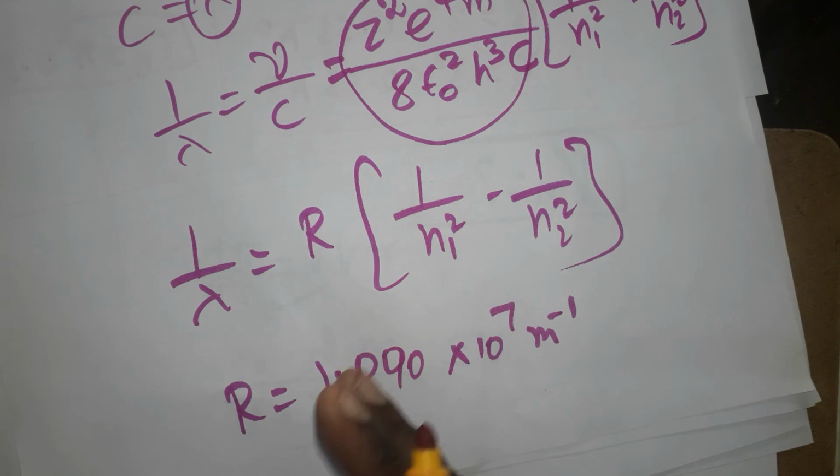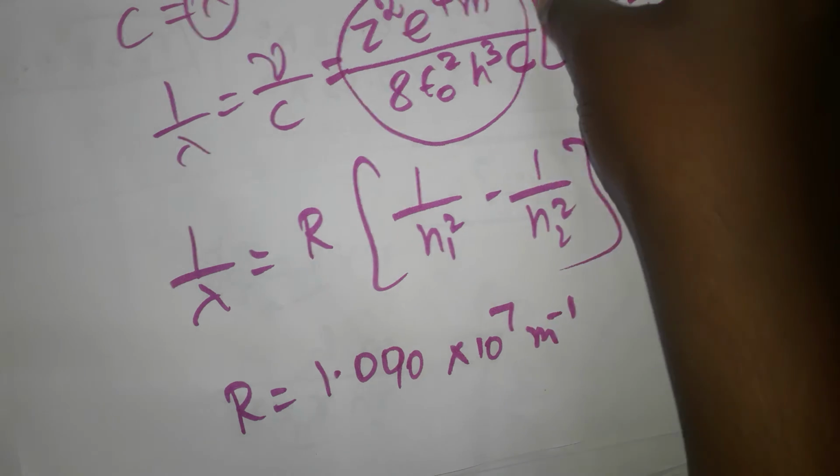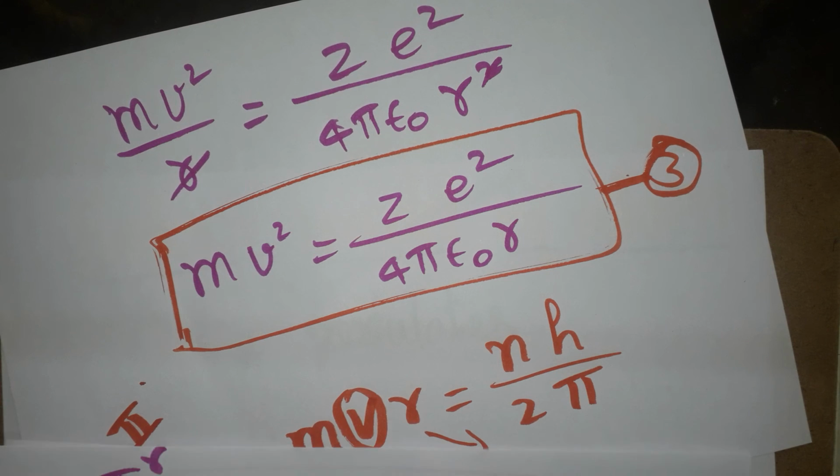This is for the wavelength. Today we learned the energy for the nth orbit, the velocity for the nth orbit, the radius for the nth orbit, and the wavelength produced when the electron jumps from one orbit to another, and also the postulates of Bohr's theory. These are the concepts we discussed.